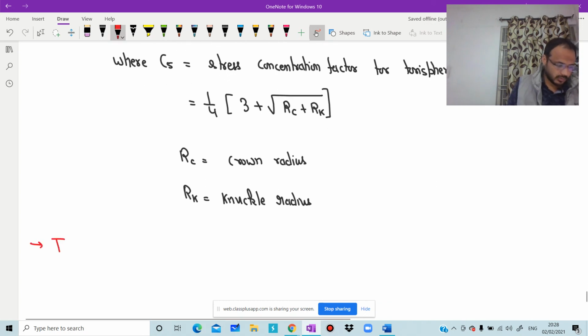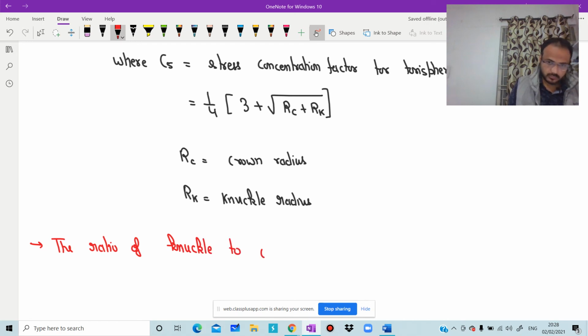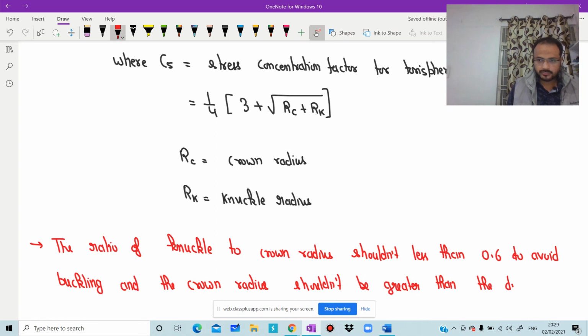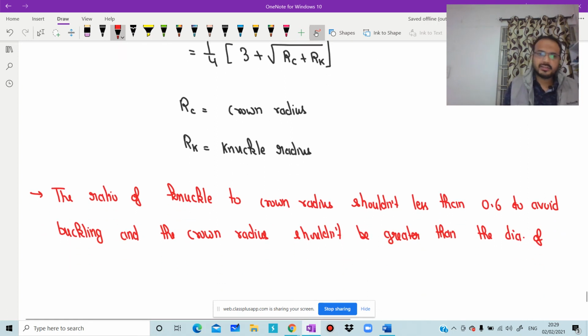Write down one more point. The ratio of knuckle to crown radius should not be less than 0.6 to avoid buckling, and the crown radius should not be greater than the diameter of the cylindrical section.